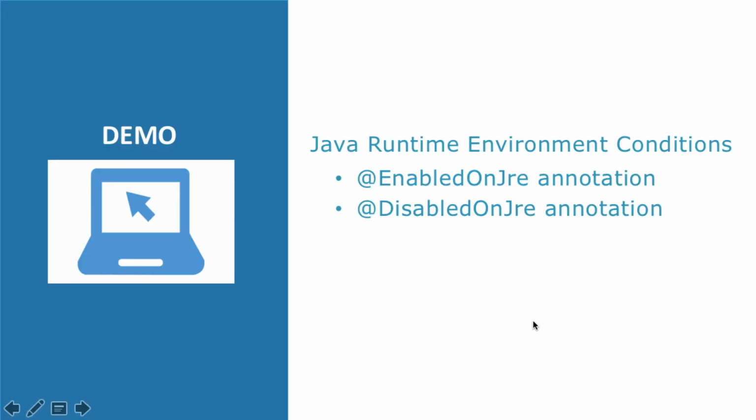So friends, let's go to Eclipse and see how we can use Java runtime environment conditions by using these annotations @EnabledOnJre and @DisabledOnJre.